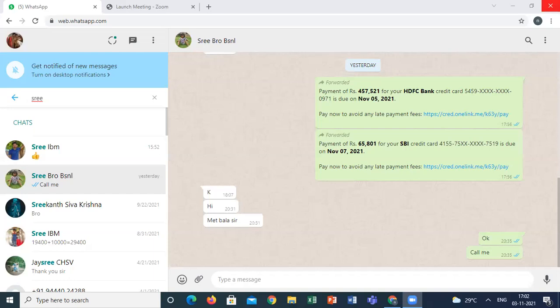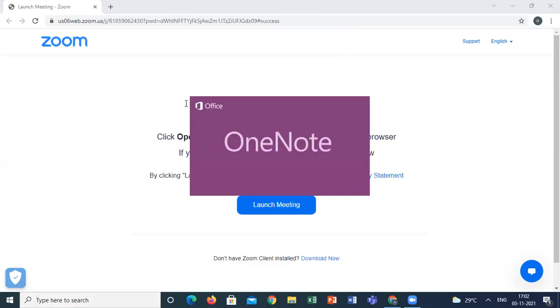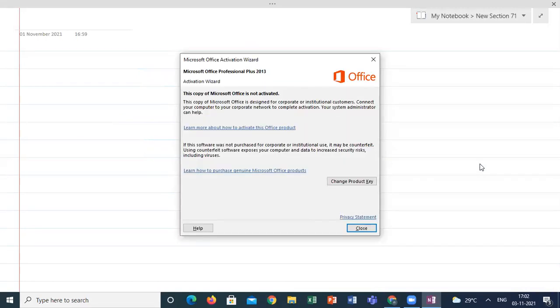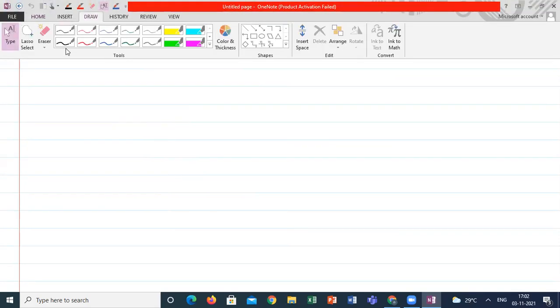I will give one question. Meanwhile, start solving that question. Calculate the mean deviation about median for the following data.